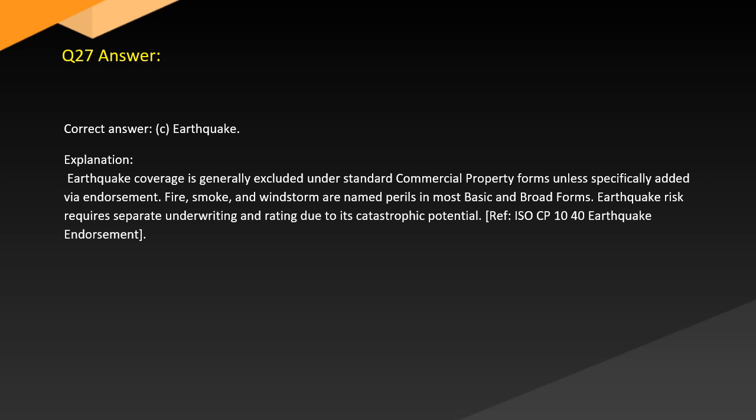Answer. Correct answer: C. Earthquake. Explanation. Earthquake coverage is generally excluded under standard commercial property forms unless specifically added via endorsement. Fire, smoke, and windstorm are named perils in most basic and broad forms. Earthquake risk requires separate underwriting and rating due to its catastrophic potential. Ref. OCP 1040, Earthquake Endorsement.